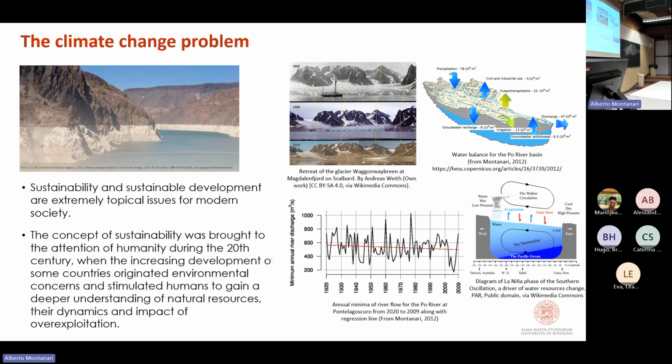And here in the middle bottom, you can see a graph of the annual minima of the Po River water level from 1920 to 2009. You see that there is a slight declining trend. It's not statistically significant, by the way, but it is there, and it is due most probably to the increased water withdrawal for irrigation after agricultural expansion.